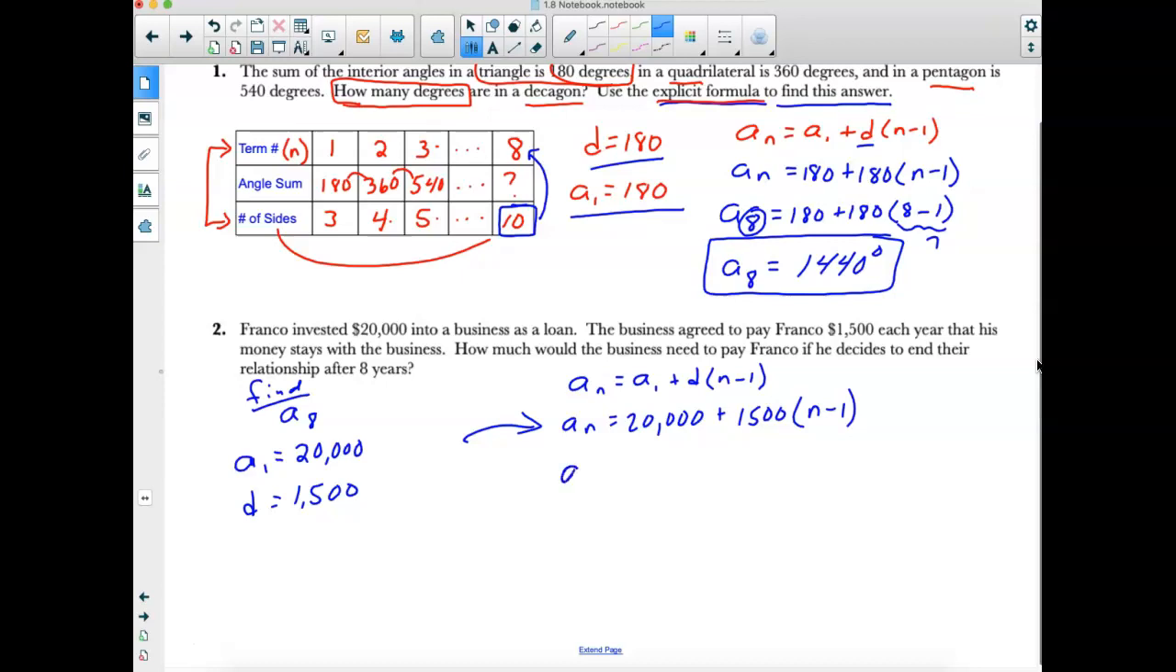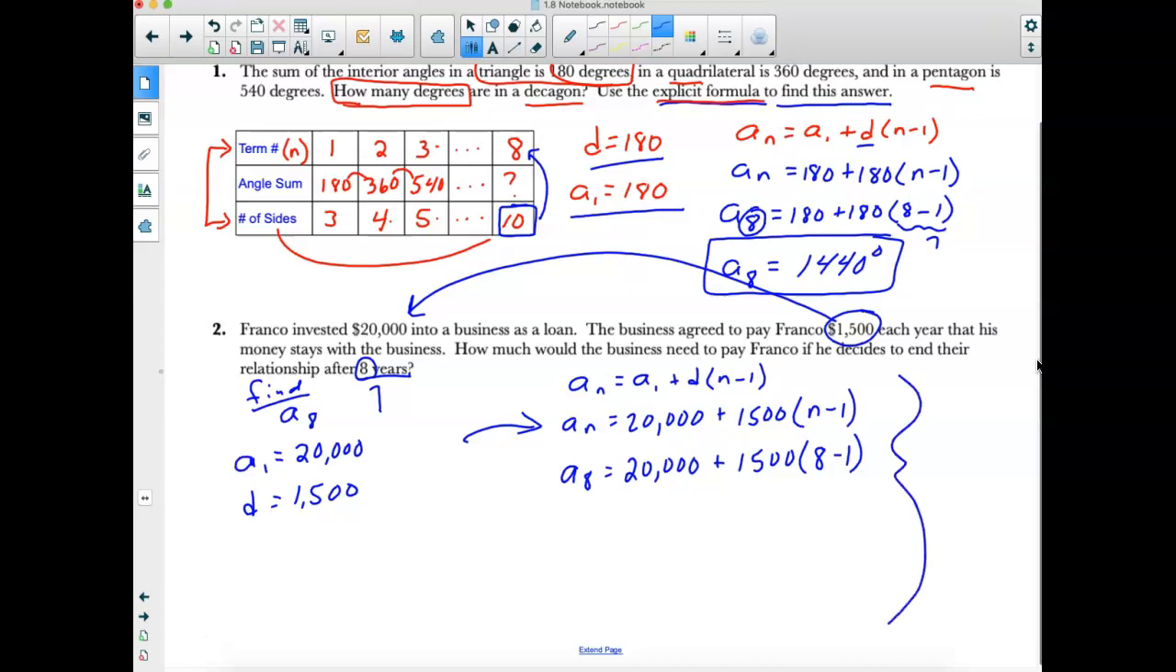We want to find a sub 8. So we're going to take the initial $20,000 plus 1,500 times that 8 just gets plugged in. And I know everybody's saying, well, Mr. Kruger, if I want to know 8 years, I need to multiply the common difference 7 times. So can't I just take 7 times 1,500 and then add his initial investment? And I'm going to say, yes, you can, but please do it like this.